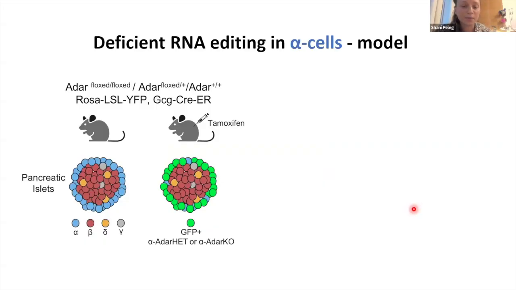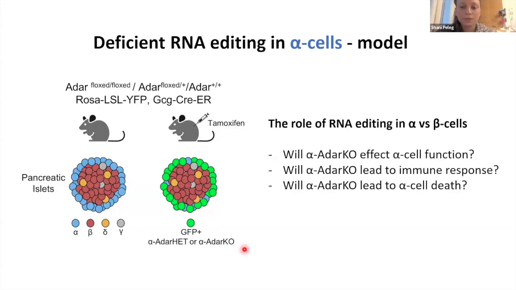So we decided to use a second mouse model, this time with inducible Adar deletion in mouse alpha cells, again with GFP as a marker of mutant cells. So these are our alpha Adar knockout mice. We wondered whether we would see similar effects on alpha cell function, alpha cell viability, and immune response, as we saw in our beta Adar knockout model.